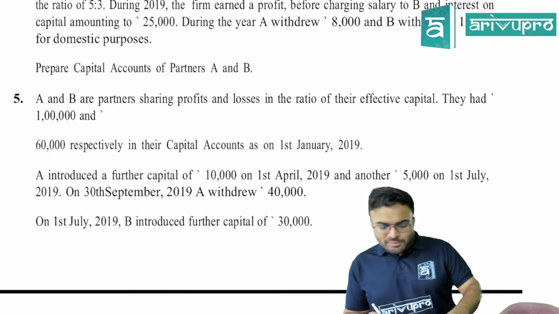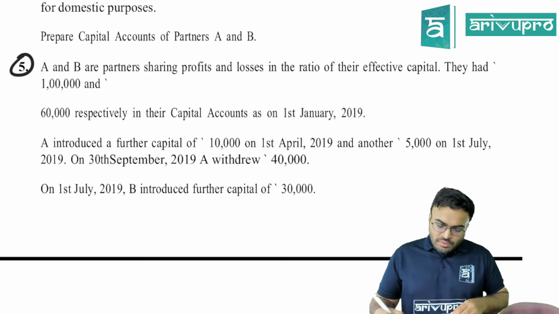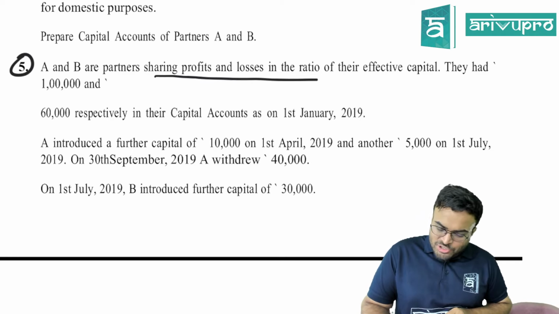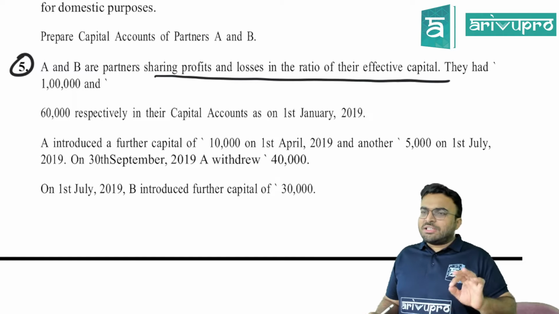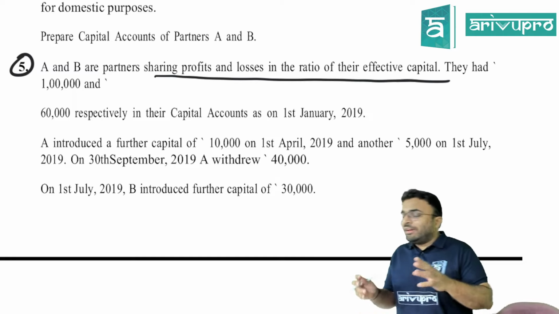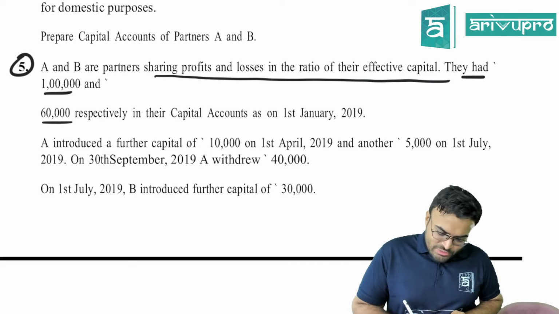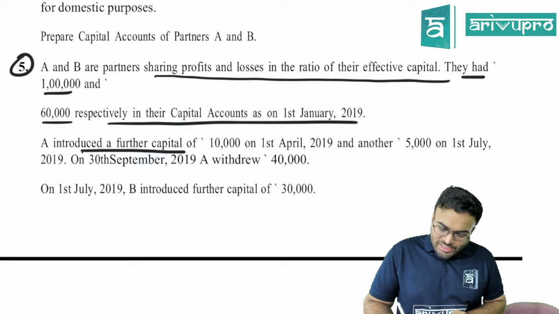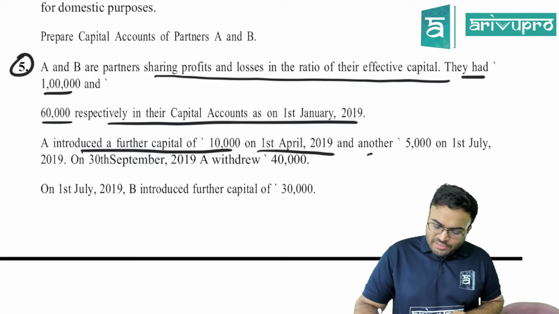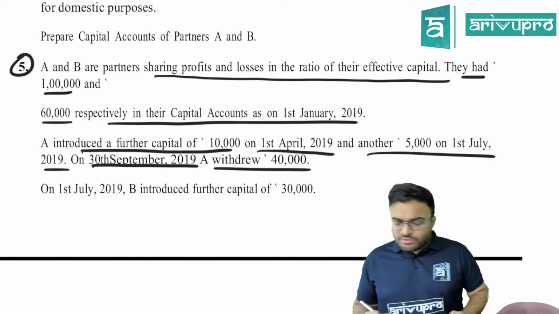Yes, let's go further. Question number 5. A and B are partners sharing profits and losses in the ratio of their effective capital. What is this? Is there an agreement? Yes, they said A and B are partners sharing profits and losses in the ratio of their effective capital. So whatever capital is there, in that ratio. Clear? They had 1,00,000 and 60,000 respectively in their capital account on 1st January 2019. A introduced a further capital of 10,000 on 1st April 2019 and another 5,000 on 1st July 2019. On 30th September 2019, A withdrew 40,000.